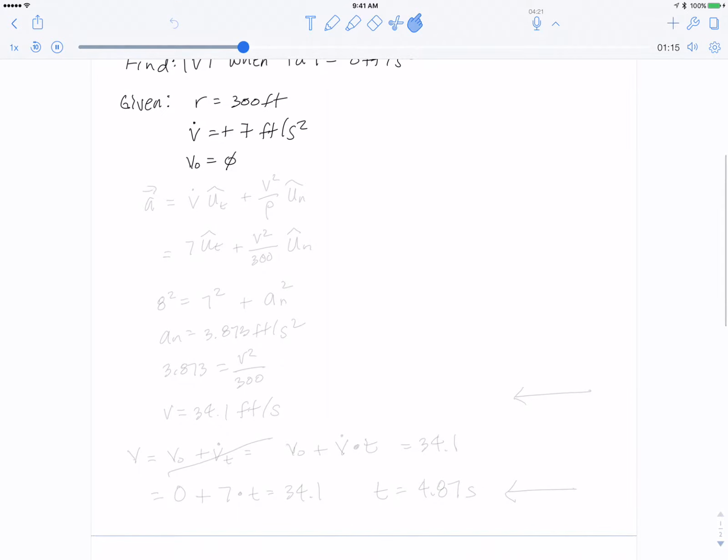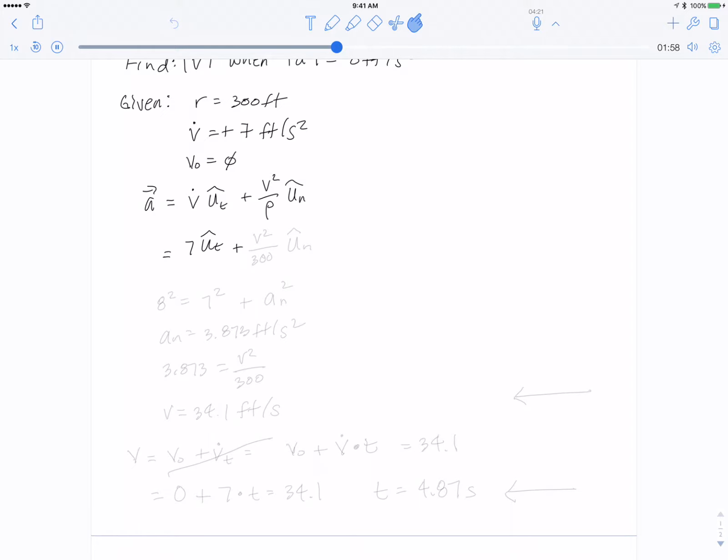Okay, so why don't we start with the acceleration equation for normal and tangential components. The tangential acceleration is just v dot. That's how much it is accelerating linearly. And then remember, there is this centripetal acceleration going towards the center of v squared over rho. What we do know is that we want this when the magnitude is 8. So let's plug in what we know. We know that v dot is constant at 7.